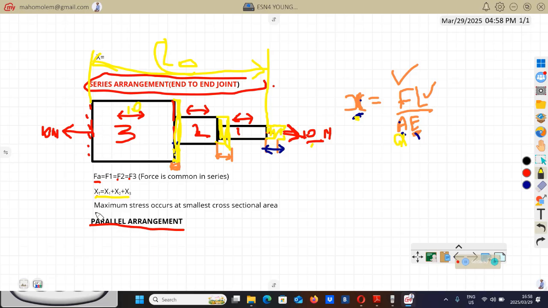Right, so we say that the maximum stress, and note this one please, occurs at the smallest cross-sectional area. So for example, if we pull this thing at a certain magnitude, this part is going to have the bigger stress. Okay, let me write the formula for stress. Stress is force over area.